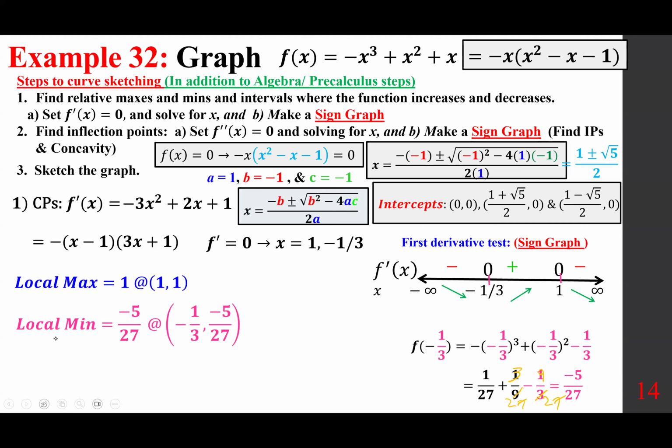Now, furthermore, negative means decreasing, positive means increasing. So it's increasing from negative 1/3 to 1, decreasing from negative infinity to negative 1/3 union 1 to infinity. As you can see, the first derivative test gave us a lot of information.